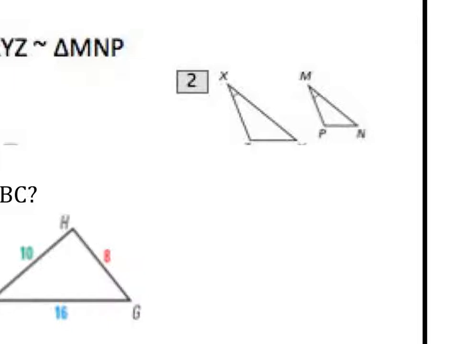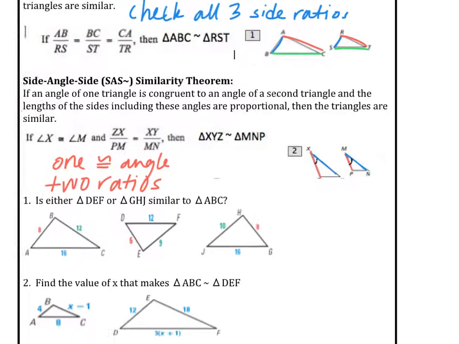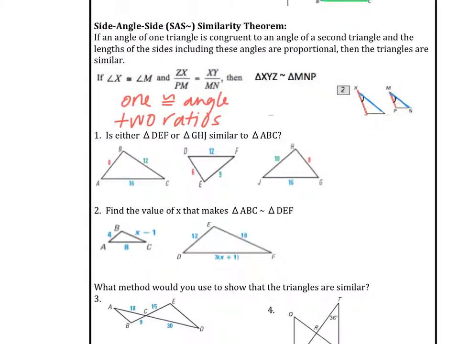So in your little picture here, if these two are proportional and these two are proportional, then the angle that has to be congruent is the one that's in between them, X and M. So it matters where that angle is, but again, side lengths not congruent, they are proportional. So check your ratios.